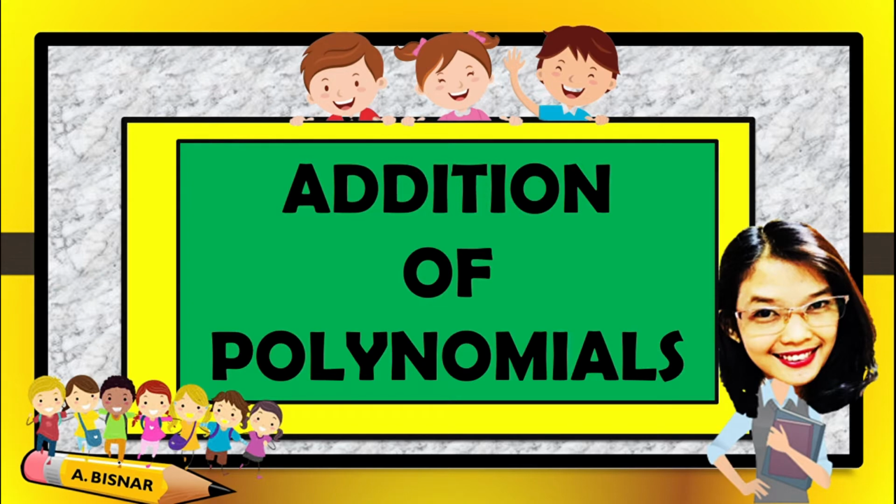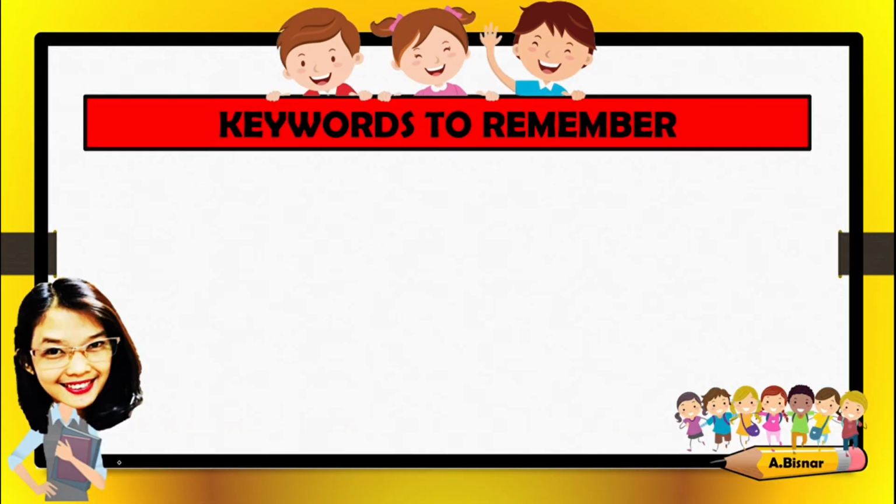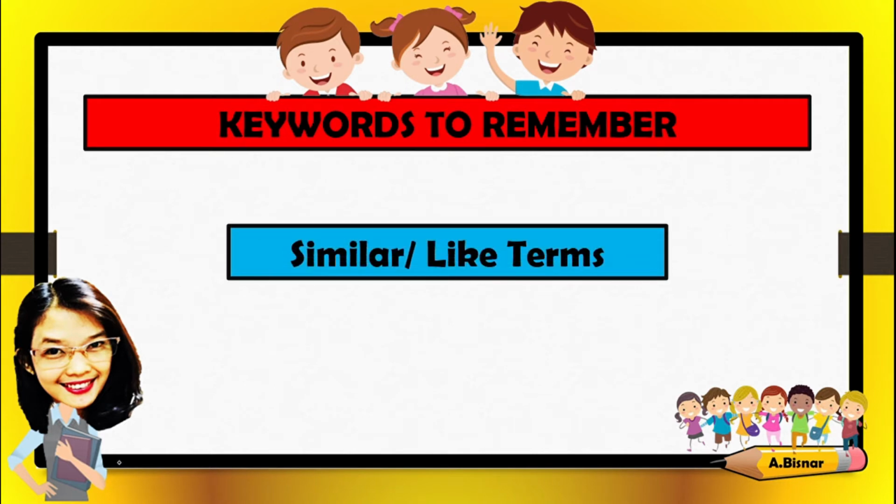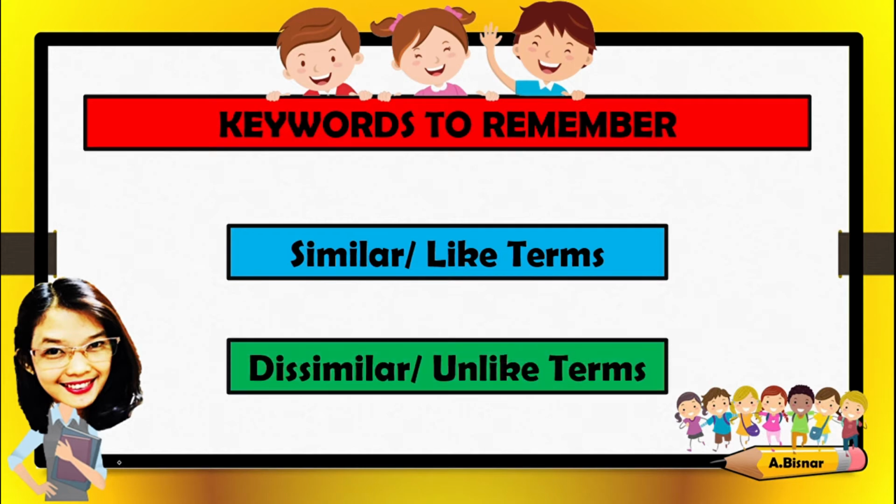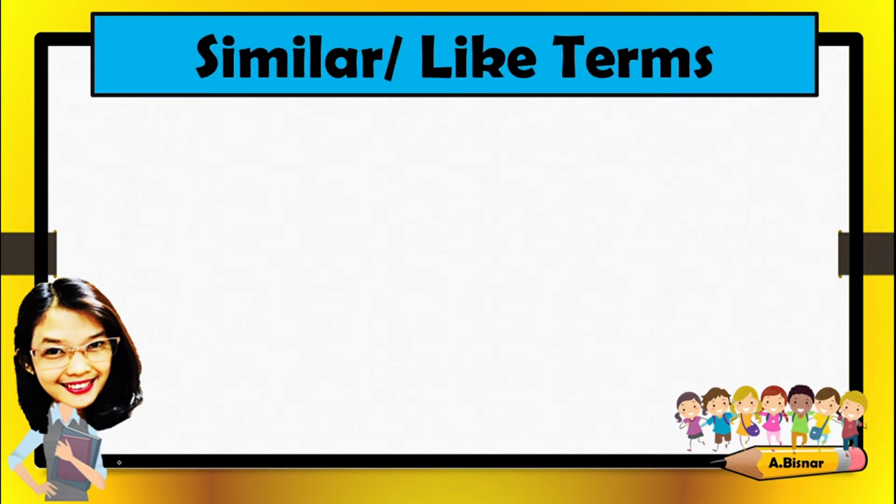This lesson is all about addition of polynomials. And these are the keywords that you need to remember: similar terms or like terms, and dissimilar terms or unlike terms.